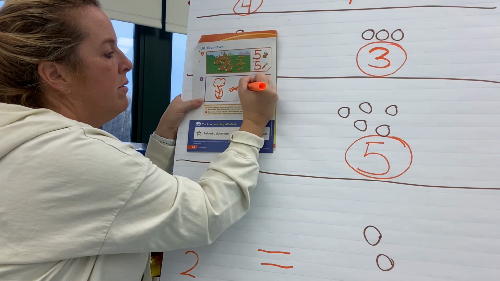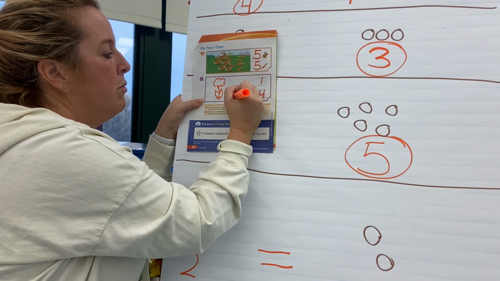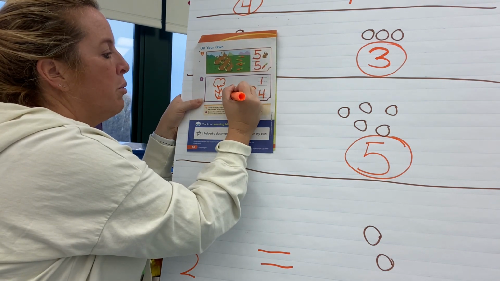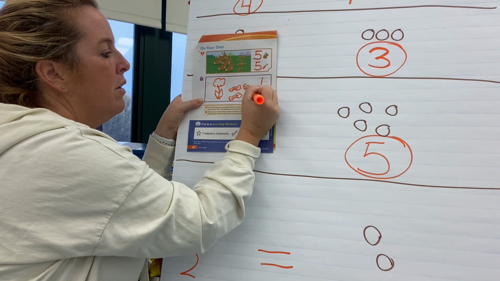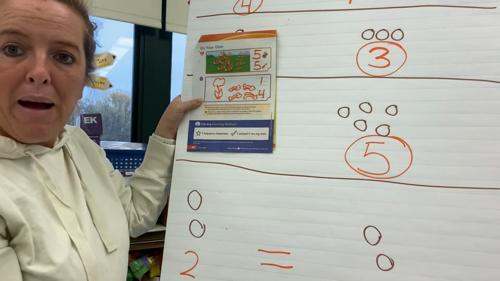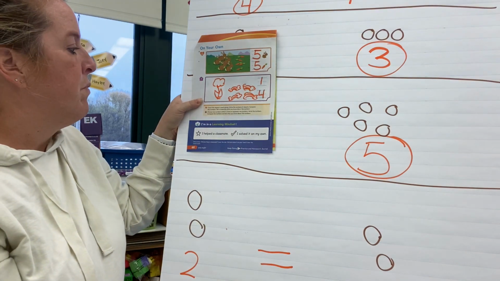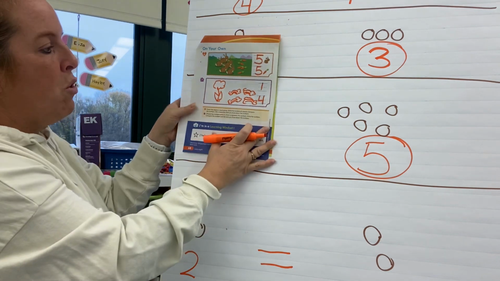1, 2, 3, 4. And you can do my same numbers in my picture, or you can do your own, just make sure that they match. Then it says, tell me what you know about the numbers.